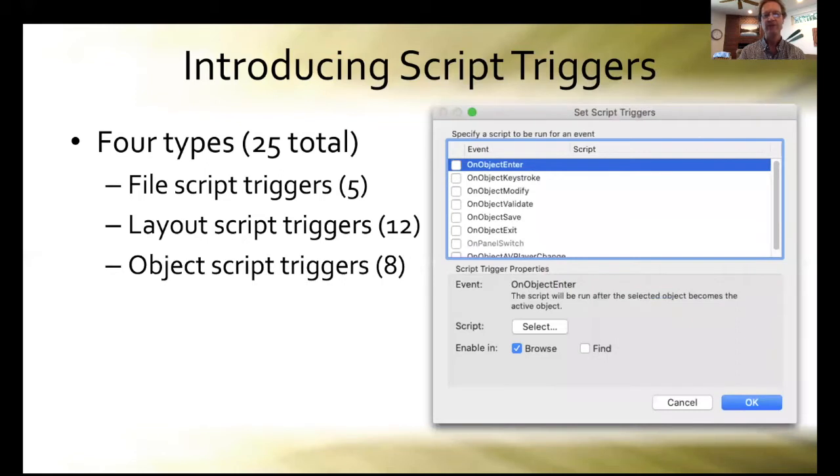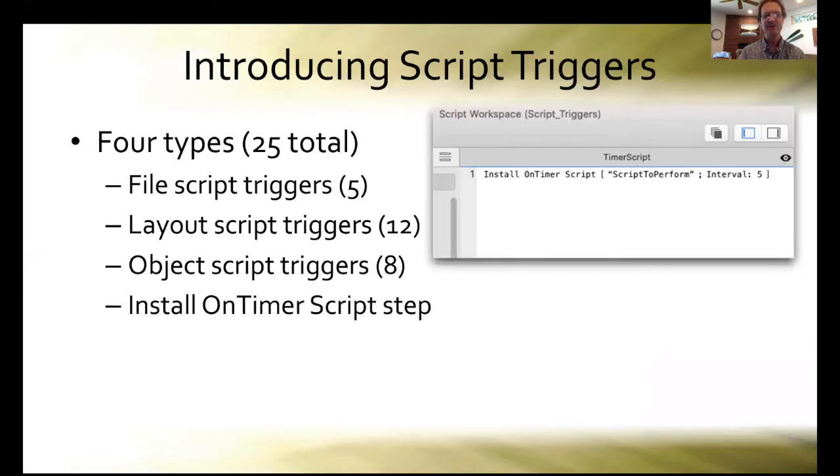The other 8 are what we call object level script triggers. And these can be assigned to individual objects on a layout. We'll talk later on about what qualifies as an object, but these include trigger events like on object enter or on object modify. Lastly, there's kind of this odd bird called install on timer script step. It's one of the steps in the scripting language that allows you to have one script call another script repeatedly every X number of seconds, on a loop, if you will.